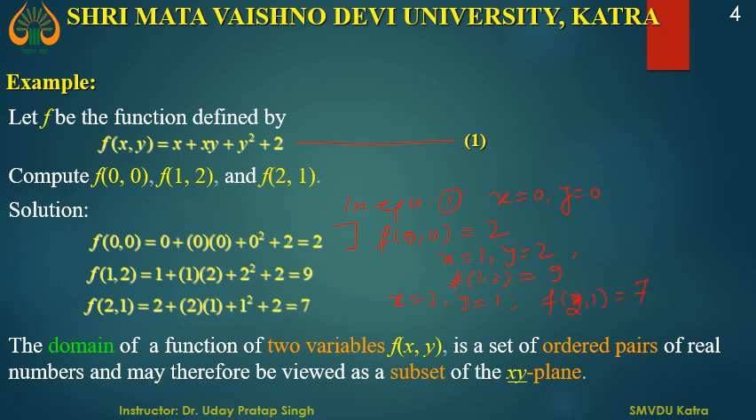The domain of the function of two variables is a set of ordered pairs. Already we defined, it is the set of ordered pairs of real numbers, and set of ordered pairs of real numbers is the xy plane. Then domain of such functions can be viewed as either the whole xy plane or a subset of xy plane.